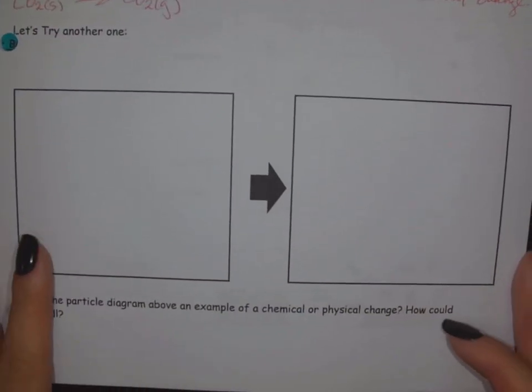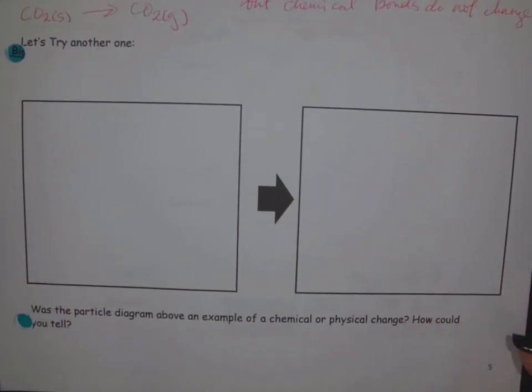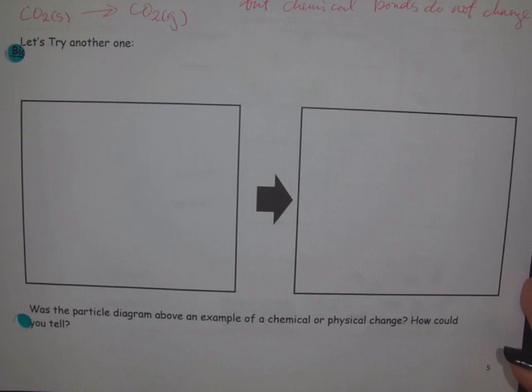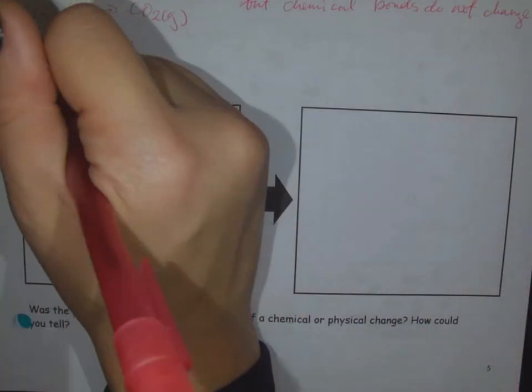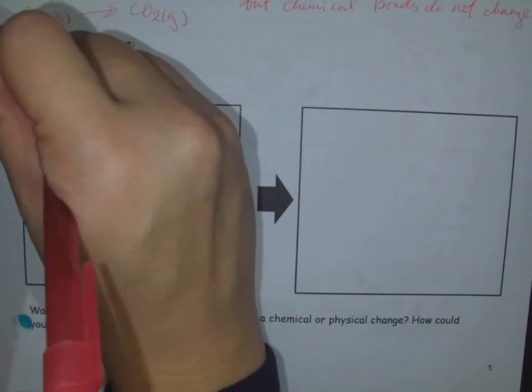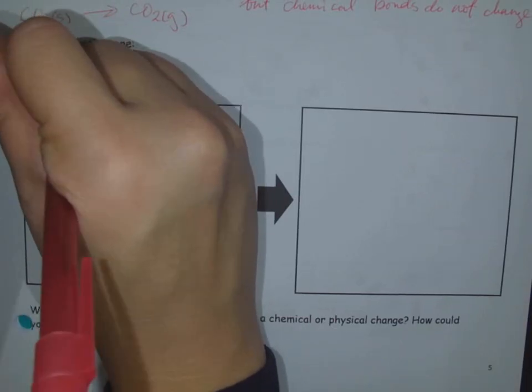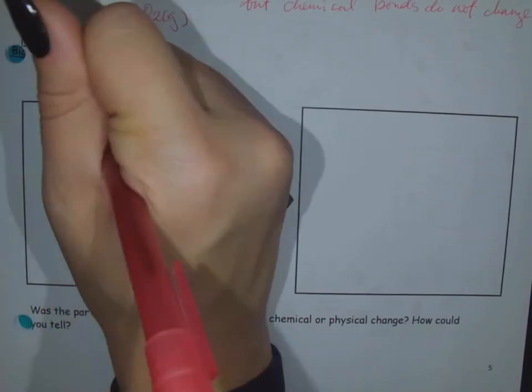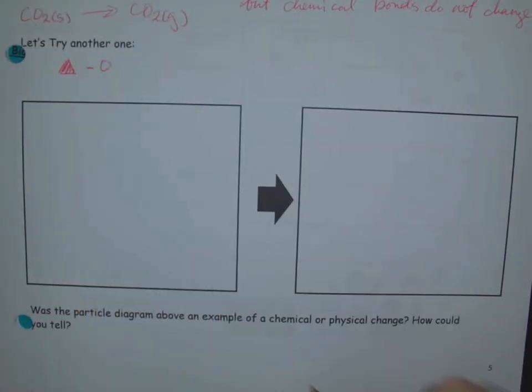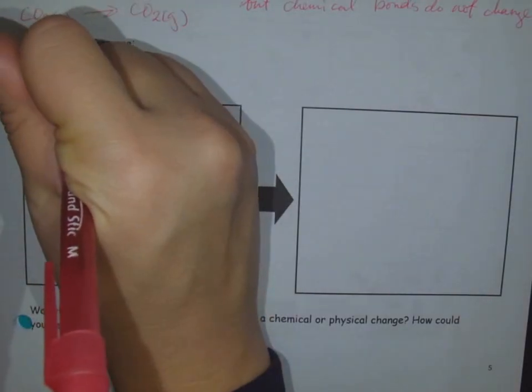Now, what about this? So I'm going to add, I'm trying to think of what would be a good shape. Okay, so we're going to keep our triangle. And this is going to be our oxygen still. And now I'm going to change.